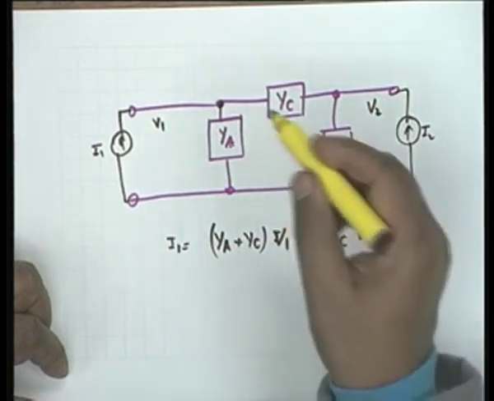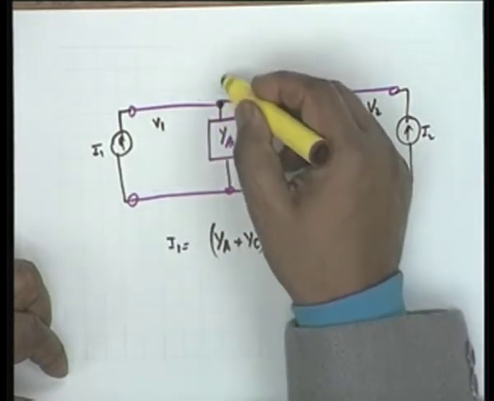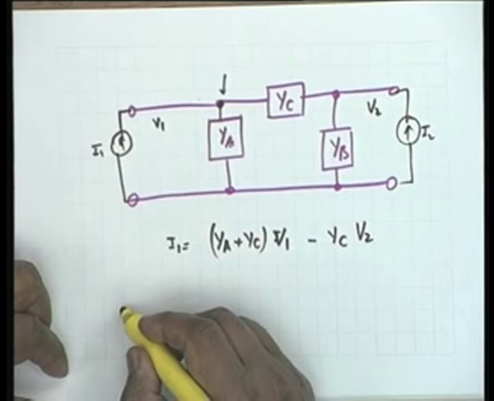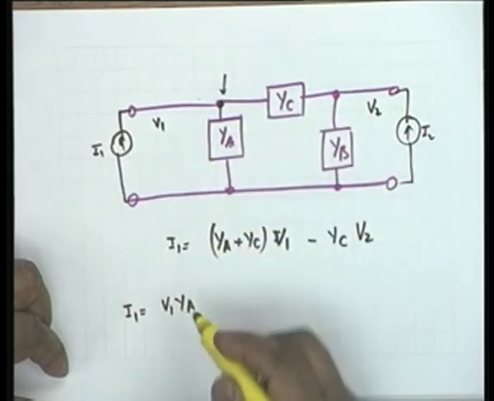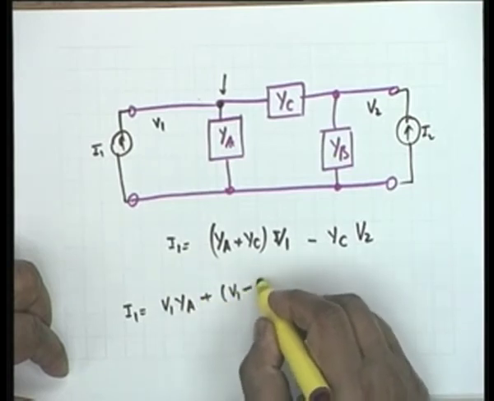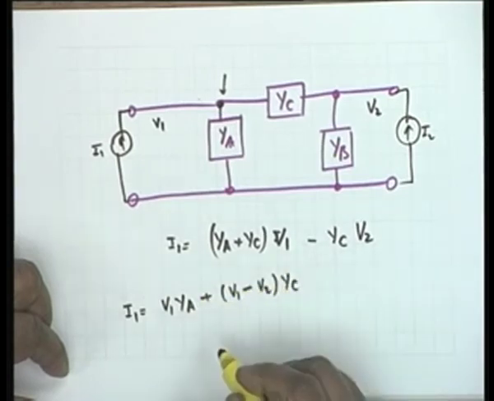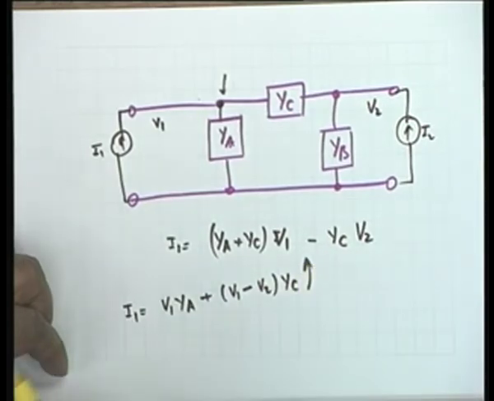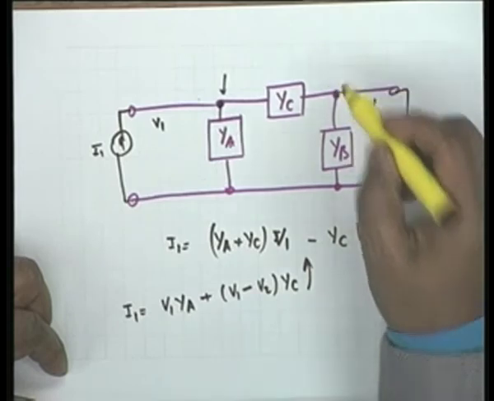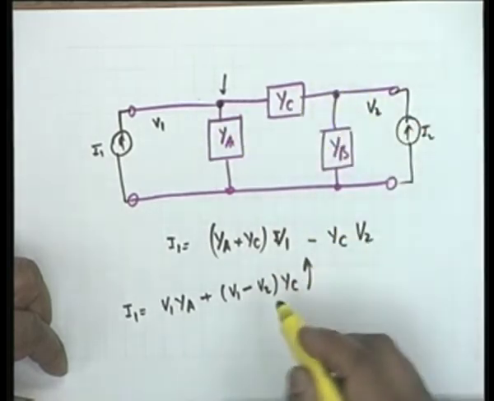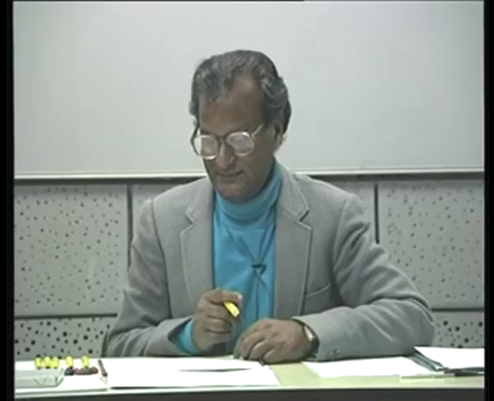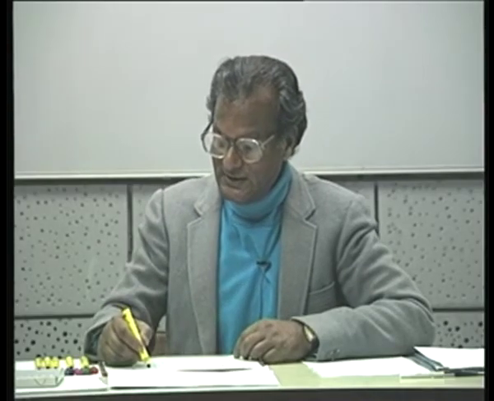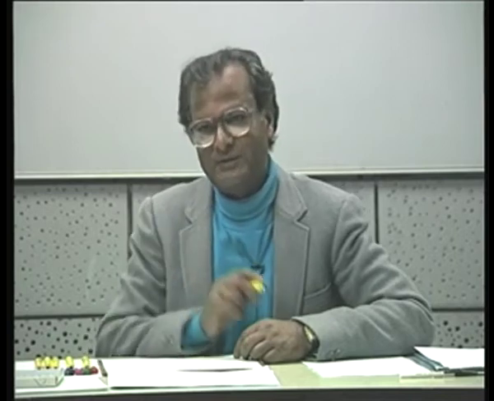No? Okay. Let us write KCL at this node. What do I get? I1 equal to V1 YA plus V1 minus V2 times YC, which is exactly the same as this equation. So what is the general principle? The general principle is if both of them, V1 and V2, are considered positive, then the mutual admittance will come with a negative sign. Always. Suppose V2 was considered this as negative and this as positive, then things would have been different.